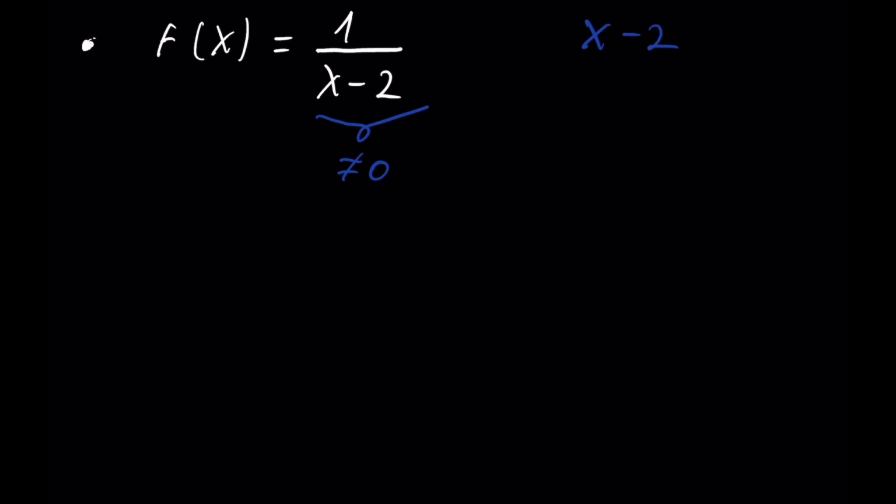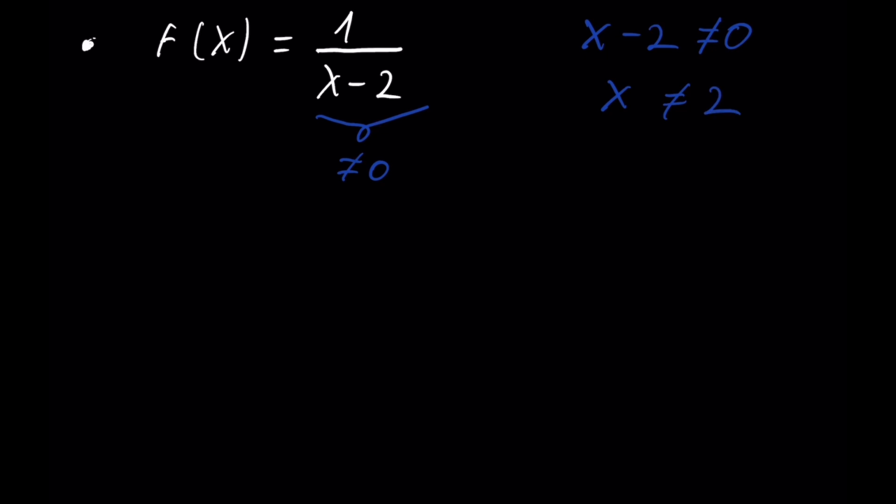Now let's determine the domain of a more complex function. We take as an example the function 1 over x minus 2. The first thing that we have to check is that the denominator is not equal to 0. For this reason, we need to check for which value of x, x minus 2 is equal to 0.